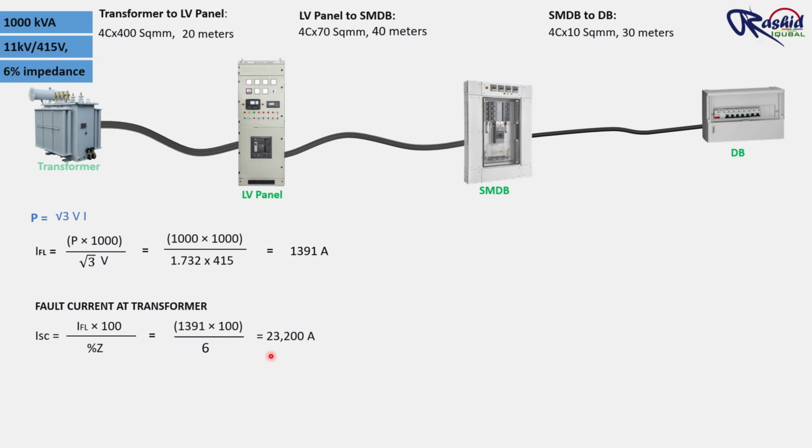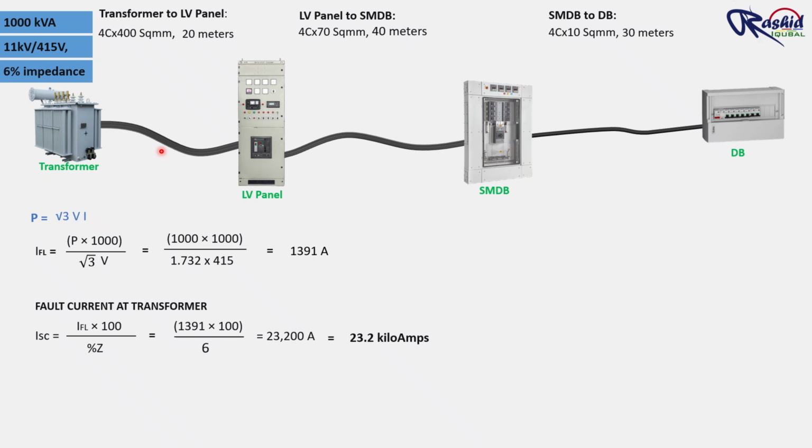Remember, this is the highest fault current in our system, right at the transformer. So the short circuit current at the transformer secondary is approximately 23.2 kiloampere. We just convert into kiloamp. So this is the short circuit current at the LV side of the transformer.